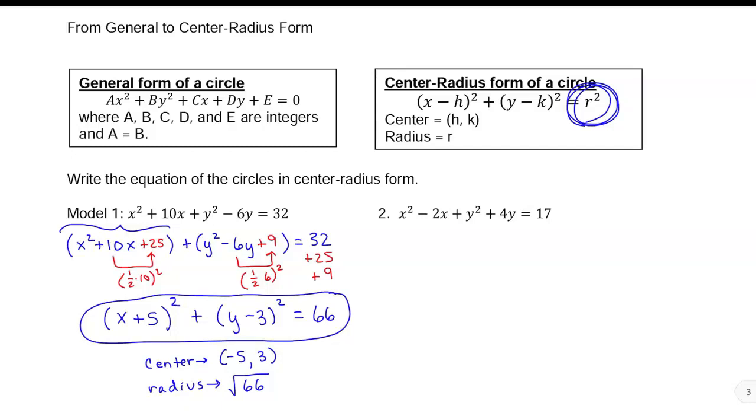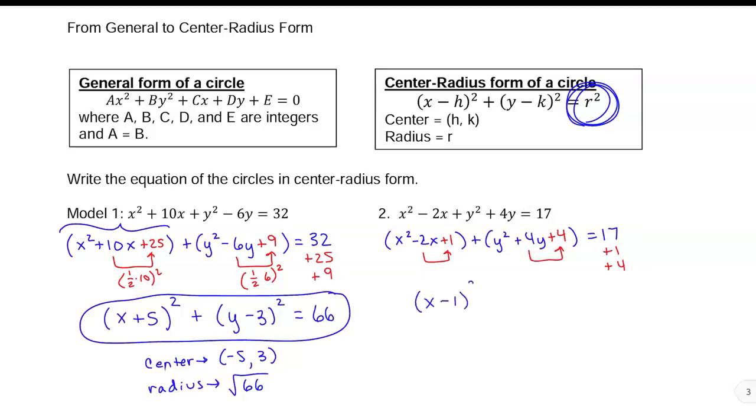Let's try another one. Number 2, put the x terms in a parentheses and leave some space. Put the y terms in a parentheses and leave some space. Complete the square. Half of 2 squared is 1. Half of 4 squared is 4. Remember to add 1 and 4 to the right side of the equation. The x trinomial factors as (x minus 1) squared. The y trinomial factors as (y plus 2) squared.